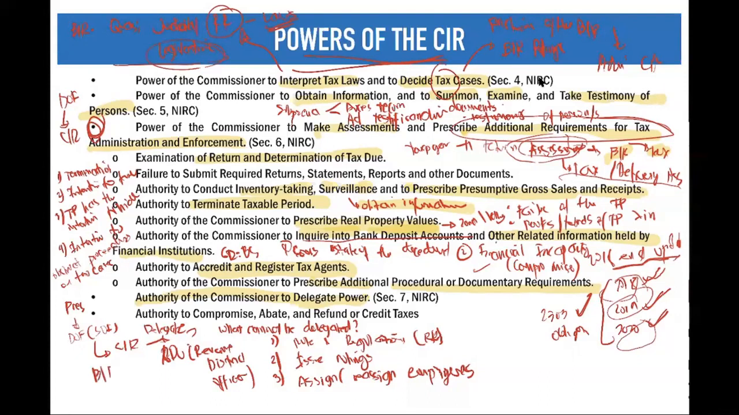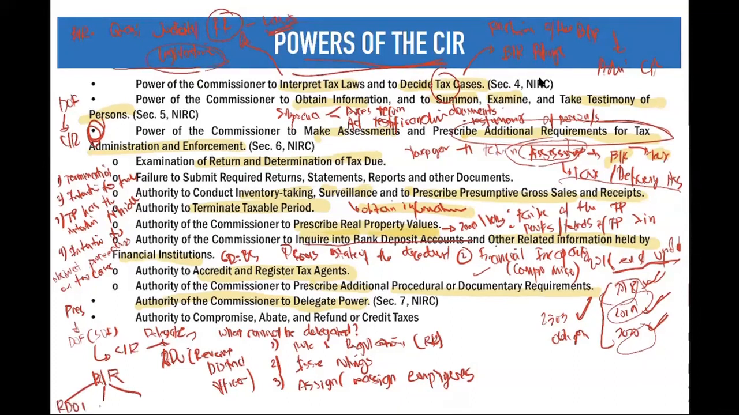So if this is the BIR, we have several Revenue District Offices, RDO, let's say RDO 1, RDO 2, RDO 3. When we say RDO 1 under BIR, this is a Revenue District Office. The head of the Revenue District Office is known as your Revenue District Officer.